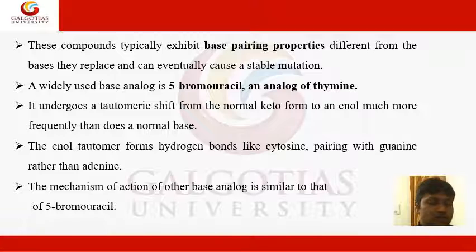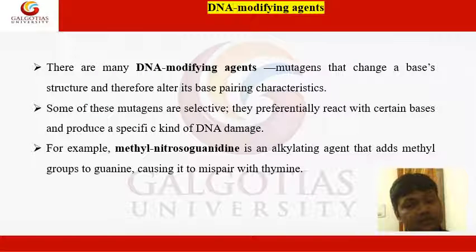A widely used base analog is 5-bromouracil, an analog of thymine. It undergoes a tautomeric shift from the normal keto form to the enol form and resembles another base. The enol tautomer forms hydrogen bonds like cytosine, pairing with guanine rather than adenine. The mechanism of action of the other base analogs is similar to that of 5-bromouracil.